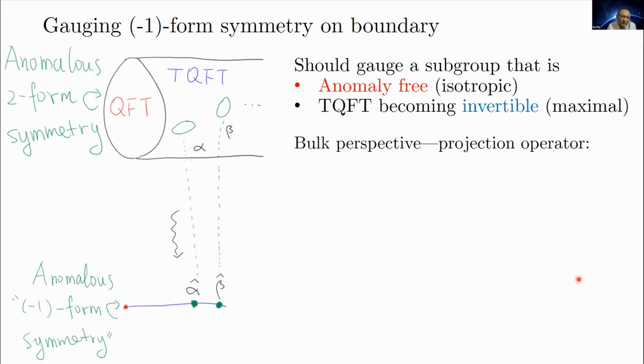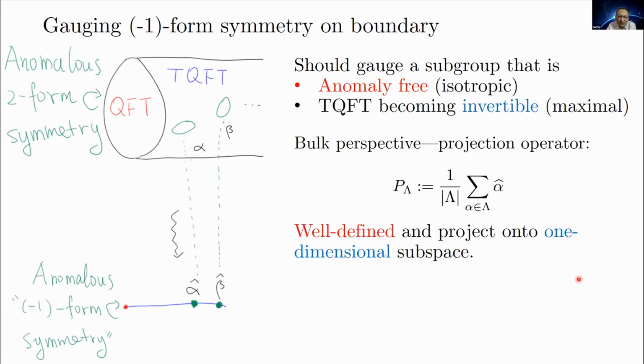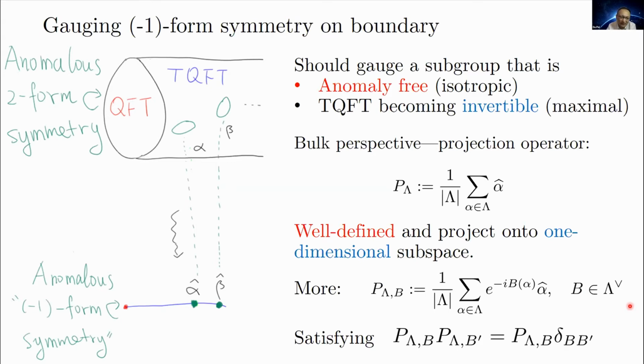So from the bulk perspective, gauging such a subgroup on the boundary is the same as acting by the projection operator defined in this way on the boundary. And it will be well defined because lambda is anomaly-free, and it will project onto one-dimensional subspaces because lambda is also maximal. Further, one can define a collection of projection operators with background field B. B will be valued in the dual of lambda. And one can check that they are indeed projections onto different one-dimensional subspaces with no overlap. Therefore, this collection of projection operators gives you a decomposition of the Hilbert space.